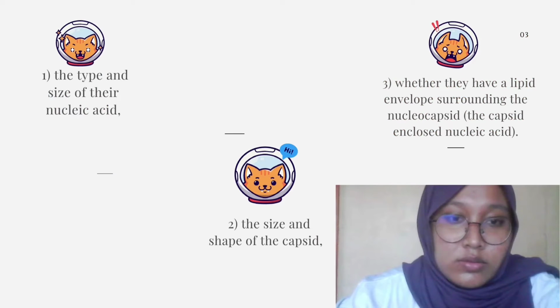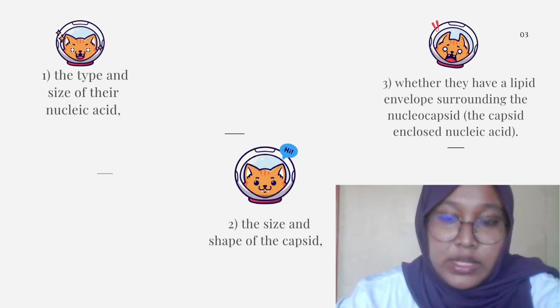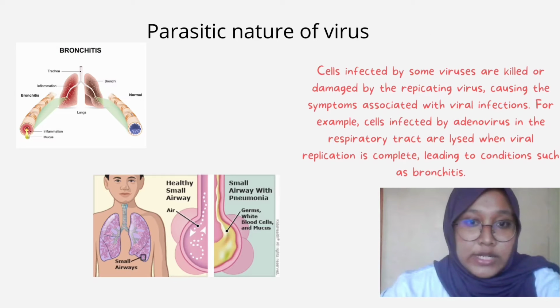Viruses are further classified into families and genera based on three structural considerations. The first one is the type and size of the nucleic acid. Secondly, the size and shape of the capsid. And thirdly, whether they have a lipid envelope surrounding the nucleocapsid, which is the capsid-enclosed nucleic acid.